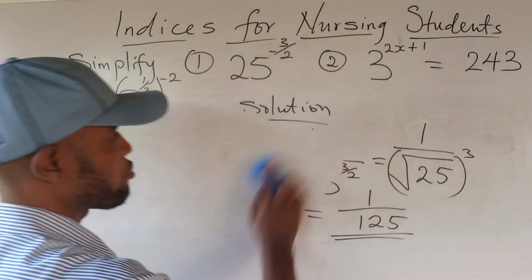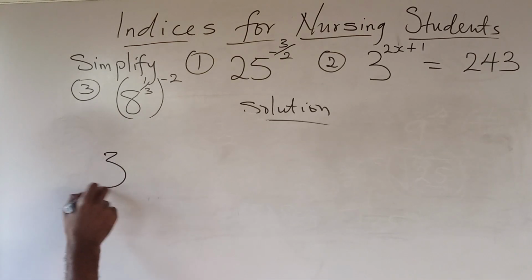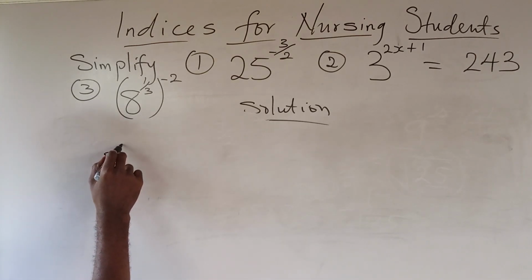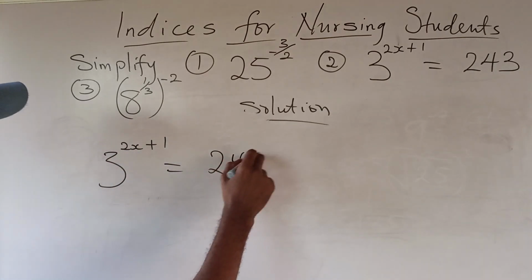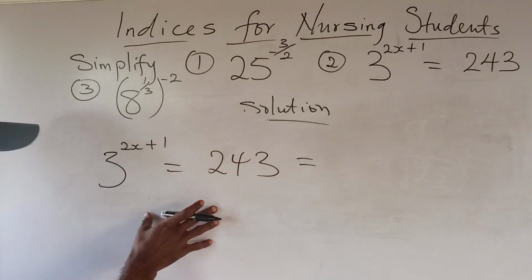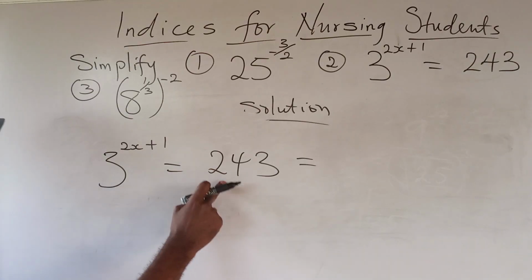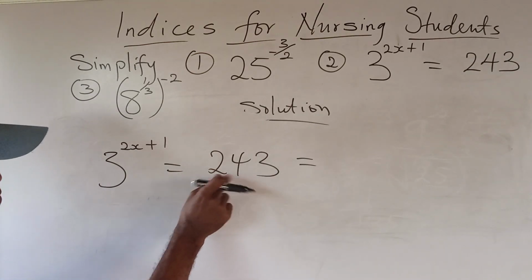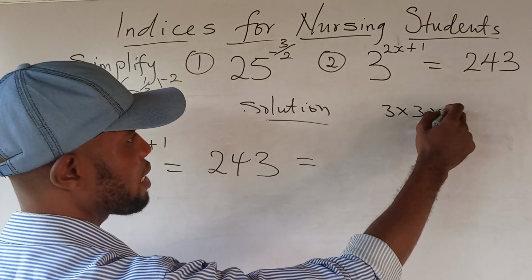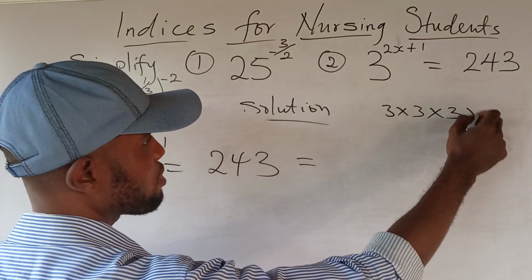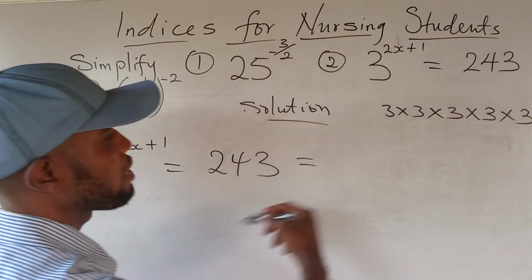Now to question number 2. For question number 2, we have 3 raised to power 2x plus 1 equal to 243. Now to solve a question like this, you need to bring this 243 down to base 3. Like, 3 raised to power what can give you 243? You can do something like this. 3 times 3 is 9. 9 times 3 is 27. 27 times 3 is 81. 81 times 3 is 243.